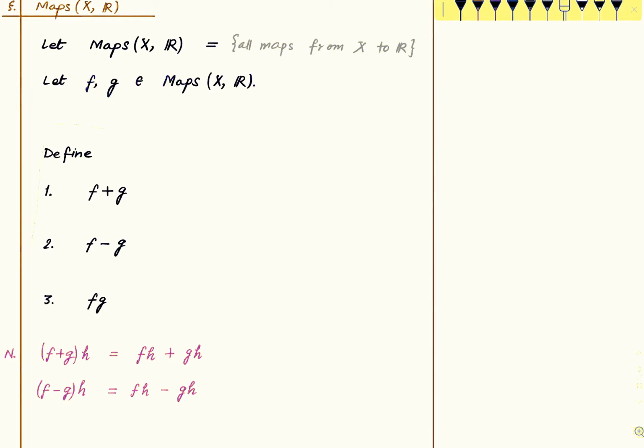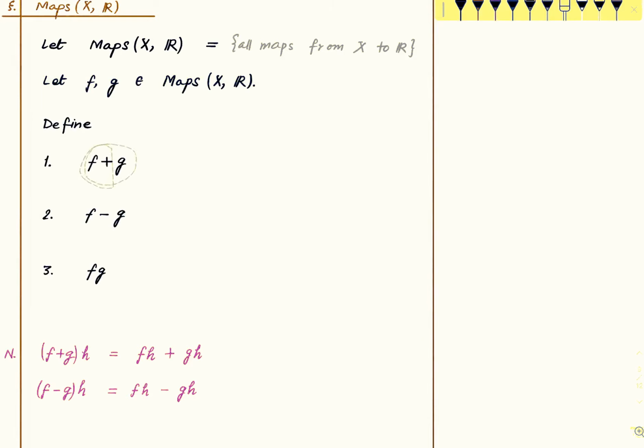So then we can define a few things. So then we can define f plus g. So what is f plus g? F plus g is a map from X to R. And how is it defined? (f plus g)(x) for anything x in capital X is defined as just the sum of the individual things. This is, of course, for all x. Right? So this is the new function that we have constructed out of the old functions, which takes an input and just outputs the sum of the individual outputs.